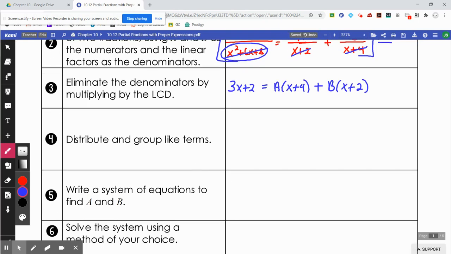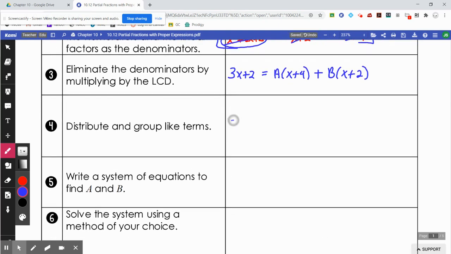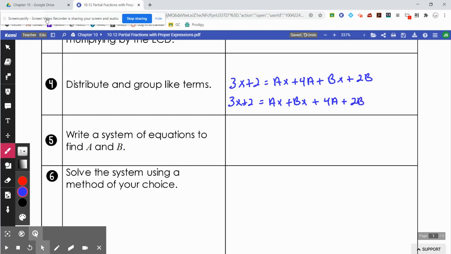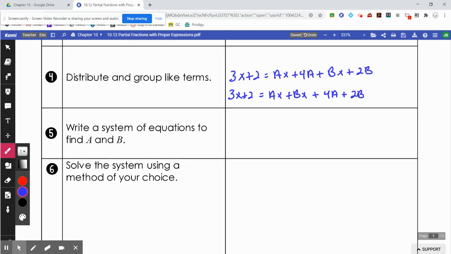Step number 4 says distribute and group like terms. So we now have 3x plus 2 is equal to Ax plus 4A plus Bx plus 2B. And we're going to group our like terms. So we have 3x plus 2 equals, we're going to group our Ax and our Bx, plus we're going to group our 4A and our 2B. And let me go ahead and do the next step as well. I'm going to move that up so we have room for one more step.